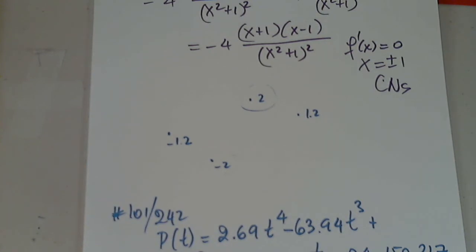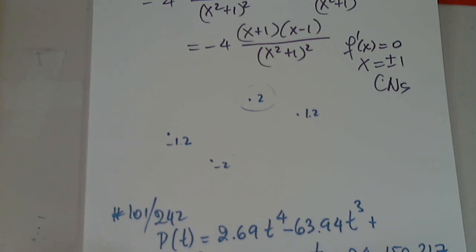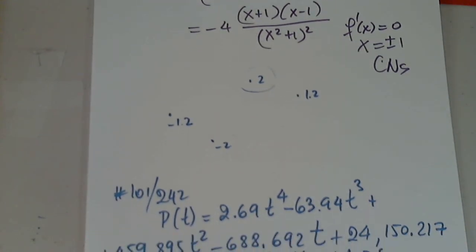P of t is the number of barrels, in thousands, produced t years after 2000. T equals 0 represents the year 2000. According to this model, in what year did worldwide oil production achieve an absolute maximum? What was the absolute maximum?